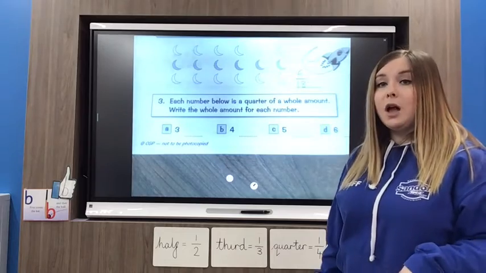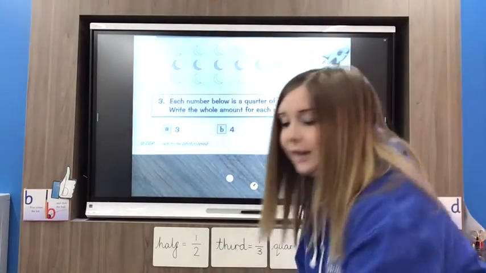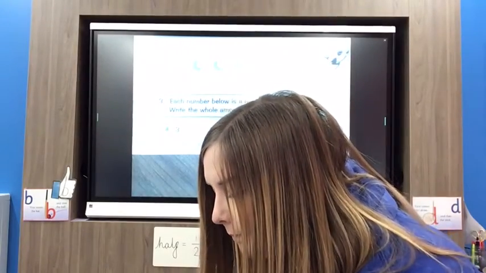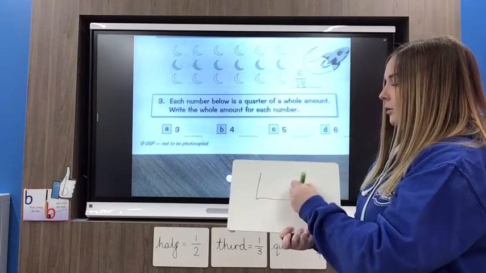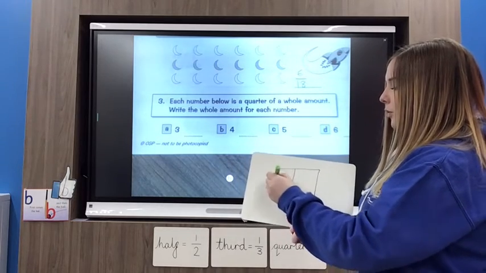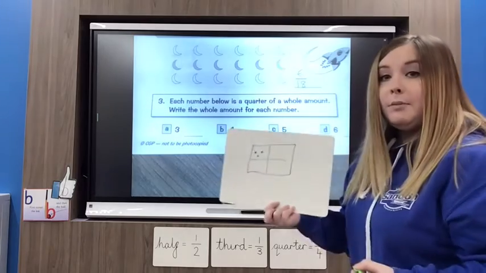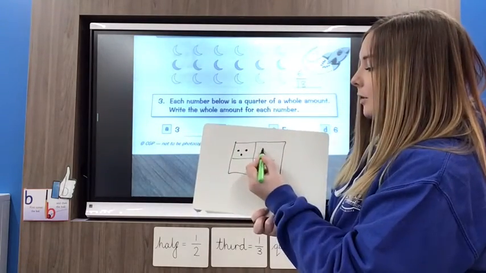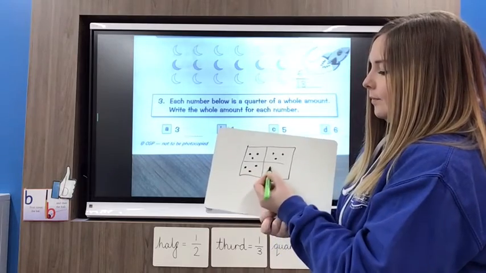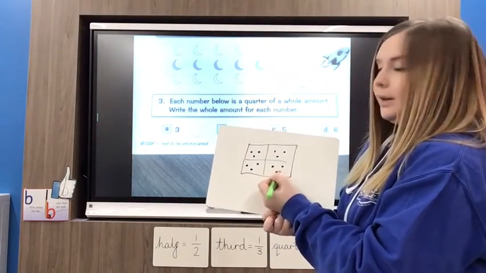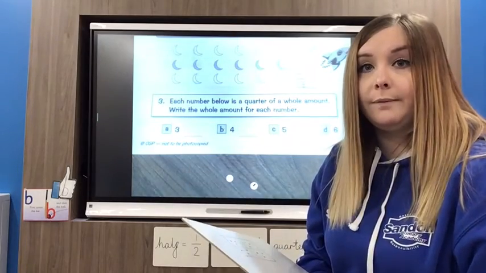Each number below is a quarter of a whole amount. Write down the whole amount. So please do like I did and draw yourself a little grid, where you've got 4 boxes, because remember it's a quarter. The first one is 3. Make sure that each box has got 3. And then your whole amount is however many there are all together. Okay?